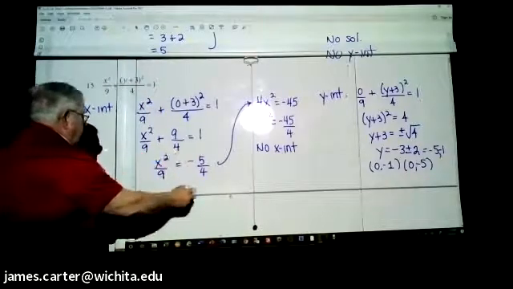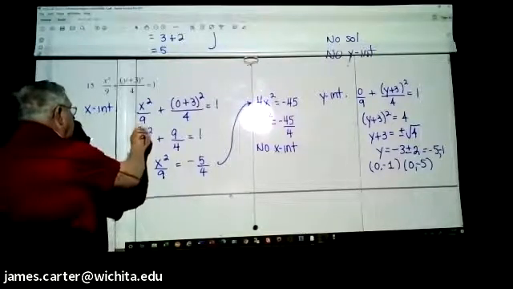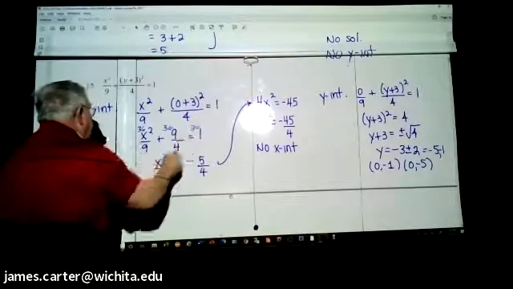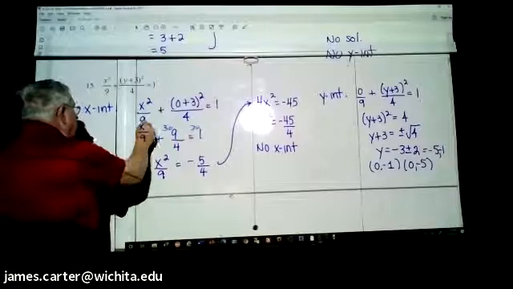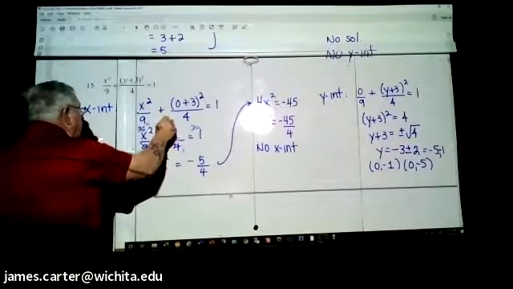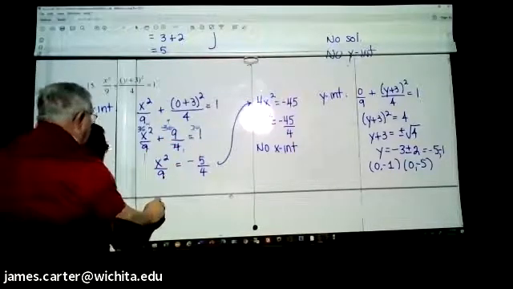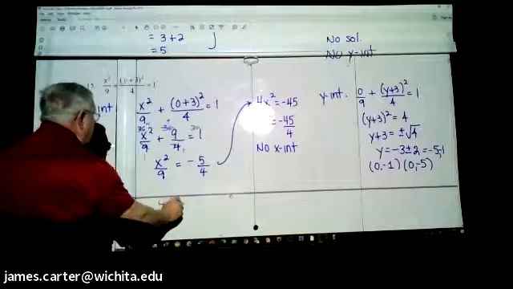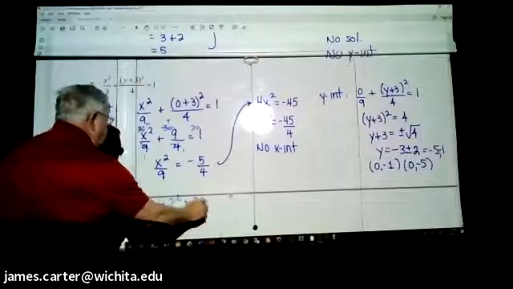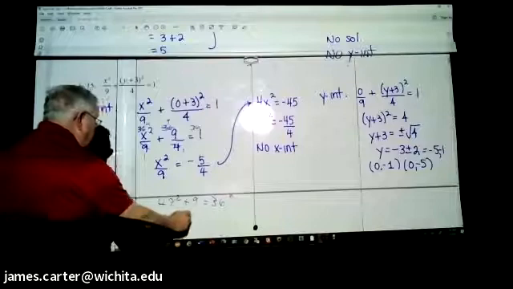Okay. They're doing it slightly differently. The way I would do it is I would take this by 36, this by 36, this by 36. That cancels once there 4 times. That cancels once there 9 times. And that doesn't cancel. So I would end up with 4x squared plus 9 equals 36. Take the 9 over.